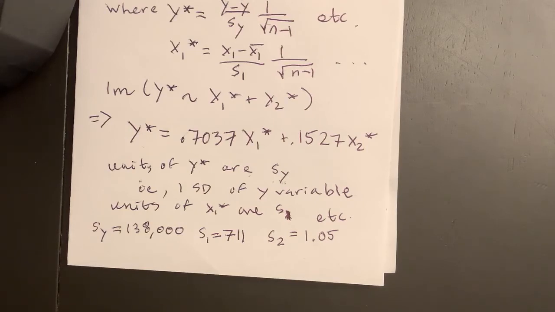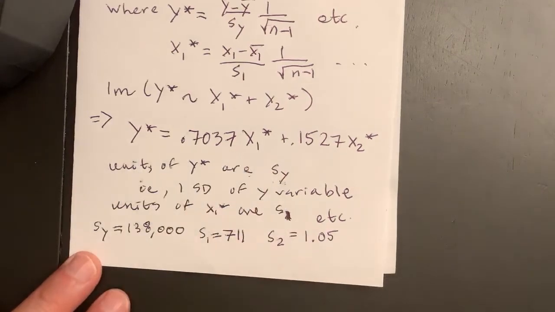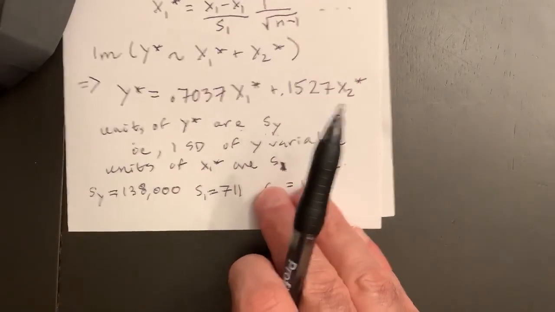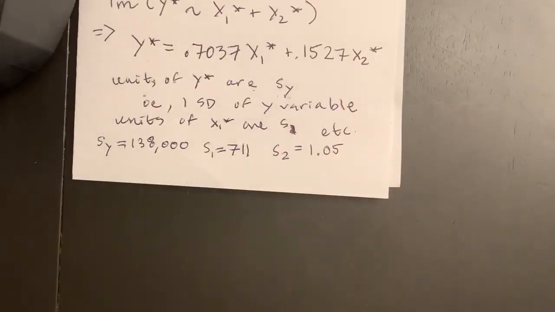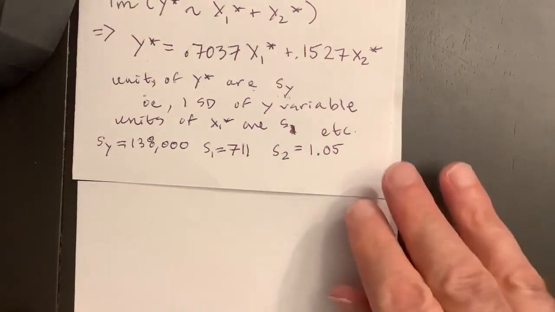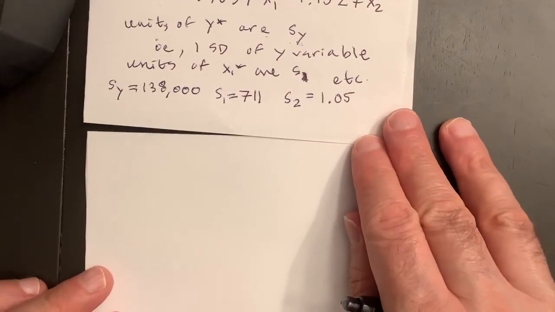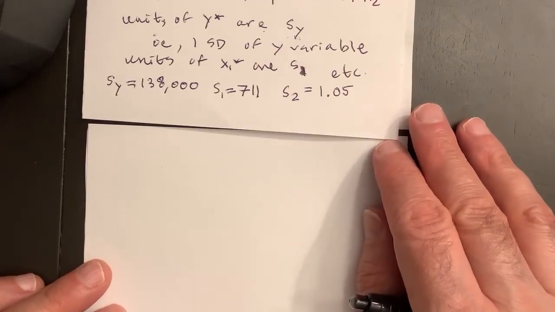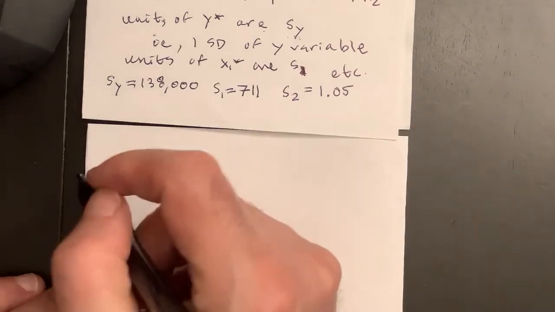So now, what does it mean? How do I read it? The next question is, how do I read the regression function in the standardized variables? I say if x1 star increases by 1 unit, so for a 1 standard deviation increase in square footage, we get a 0.703 times 1 standard deviation increase in y star. Okay, so we can read this.